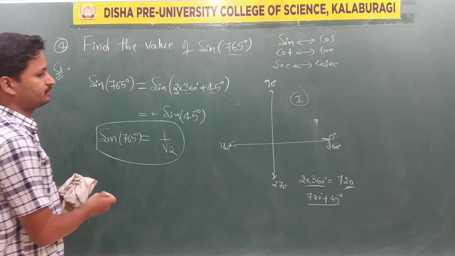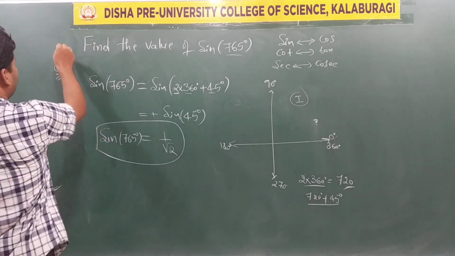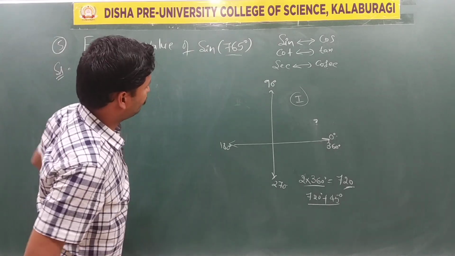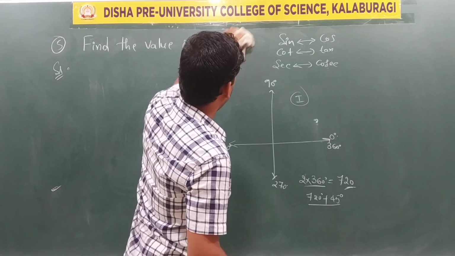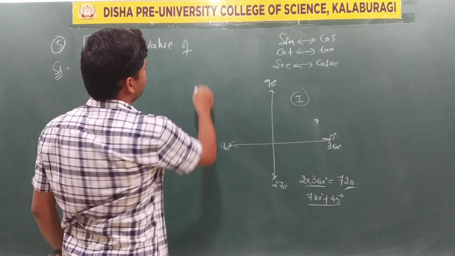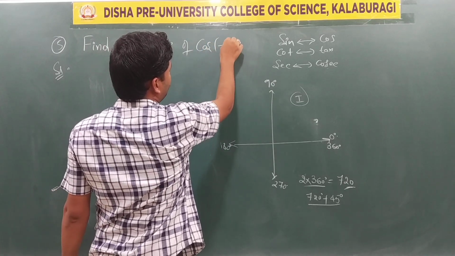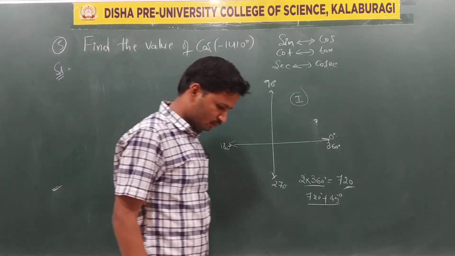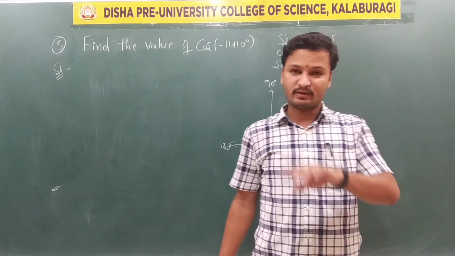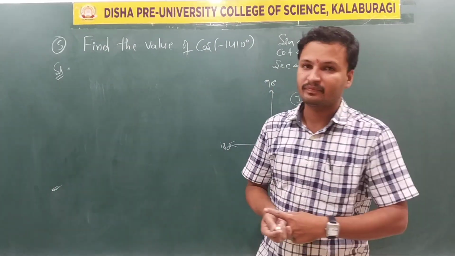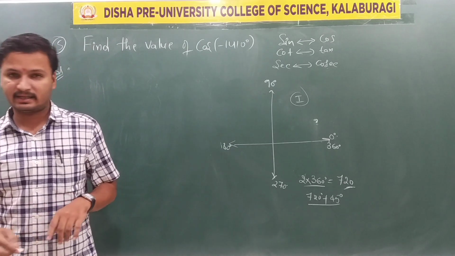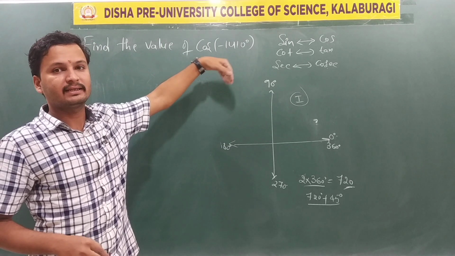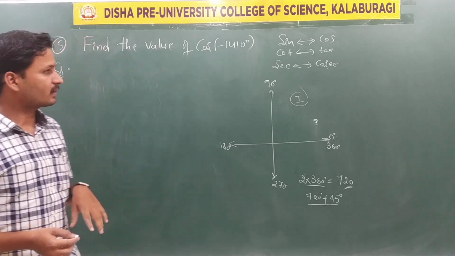Then next question, the fifth one. Find the value of cos of minus 1410 degree. See here, the angle is negative. Angle is negative means rotation is in clockwise or anti-clockwise direction? Rotation is in clockwise direction. If the angle is negative, definitely it is rotating in the clockwise direction.